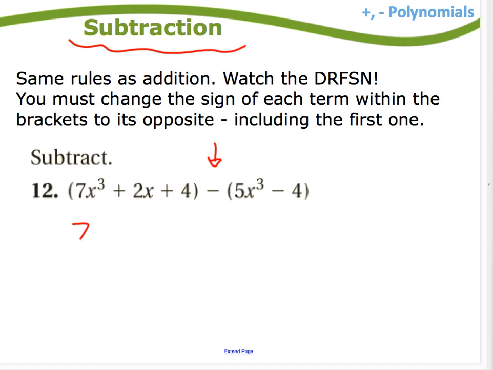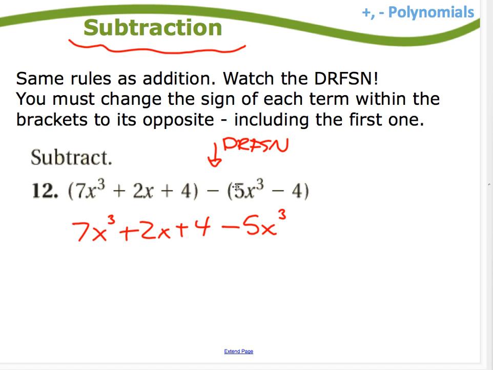So I'm going to leave the first one alone, 7x cubed plus 2x plus 4. And notice I'm doing this before I'm even looking for like terms. You have to deal with that dirty, rotten, filthy, stinking negative before you collect like terms. So this is a positive 5x cubed, so it changes to a minus 5x cubed.